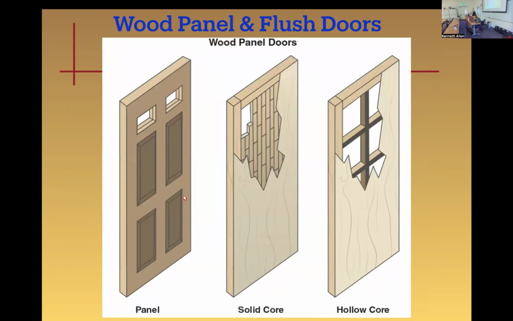Here's a couple of different styles of doors. We have a paneled door, where these are solid pieces of wood followed by little panels that are tongue and grooved in between these different pieces. Here's a solid core where there's no void space between it. It's got full pieces of wood or some material between. And then here's a hollow core door where there's a door frame created, but there are spaces empty in between.